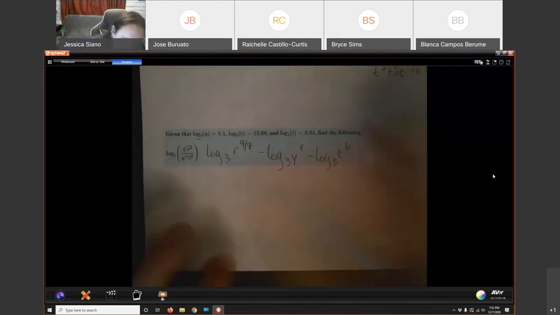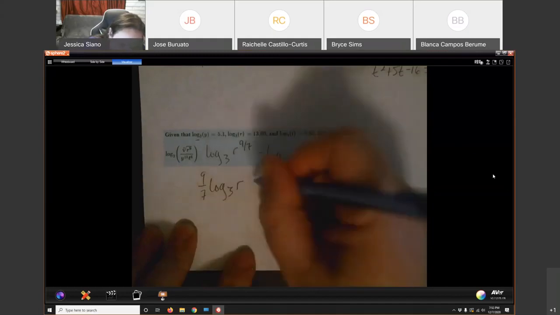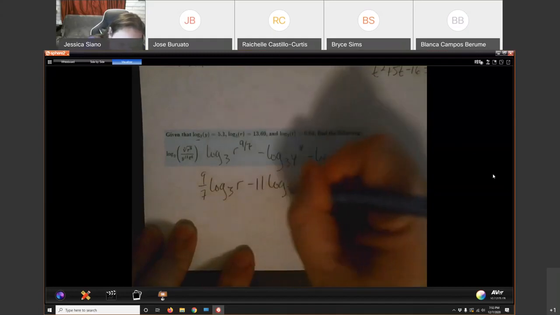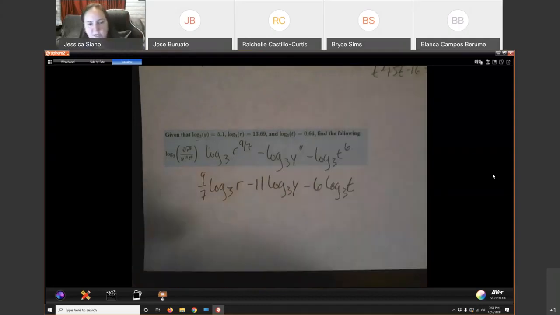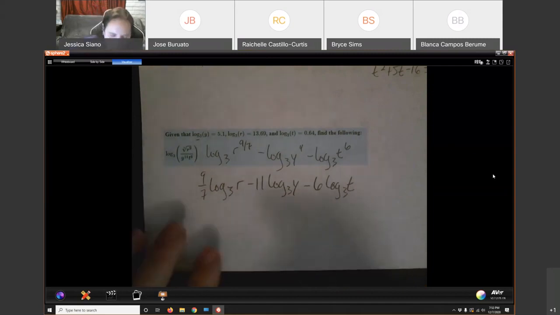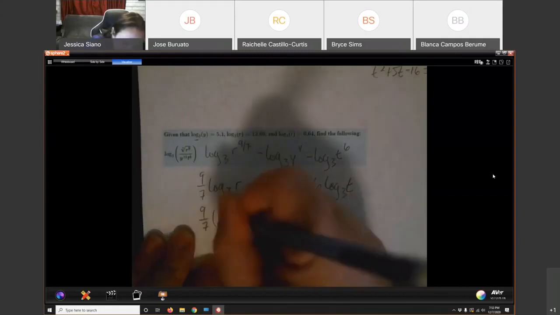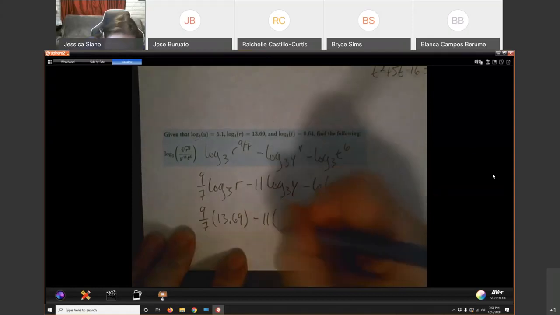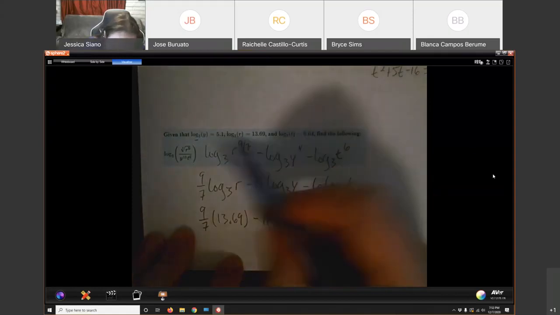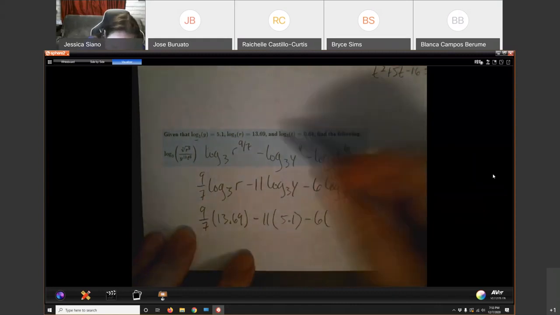And then I'm going to hop out my exponents. So 9/7 log base 3 of r, 11 log base 3 of y, 6 log base 3 of t. Excuse me. And then log base 3 of r is 13.69. Log base 3 of y is 5.1. Log base 3 of t is 0.64.